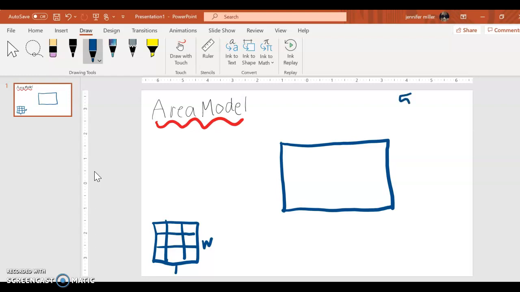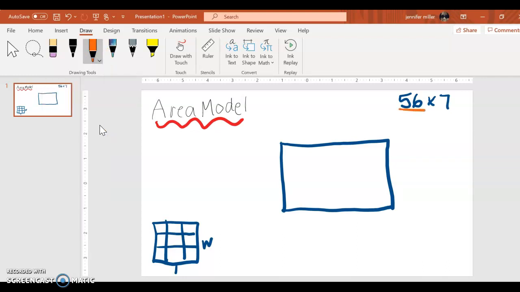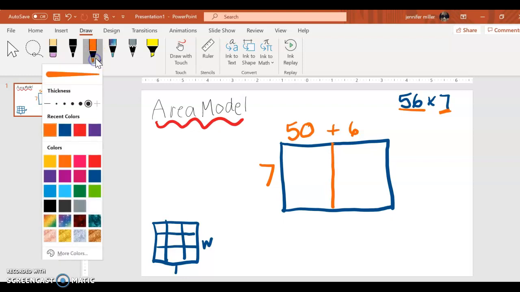And I'm going to start with just a real basic one. Let's do 56 times 7. And I'm going to do the same thing we've been doing. I'm going to look at my numbers and I'm going to decompose them. So I'm going to start with the 56 and I'm going to say that's the same as 50 plus 6. And my second term over here is just a single digit, so it's going to go on the right times 7. And since I have two numbers here, I'm going to split that into 2 columns. And this is my area model. It's going to give me my partial products and help me to solve the problem.